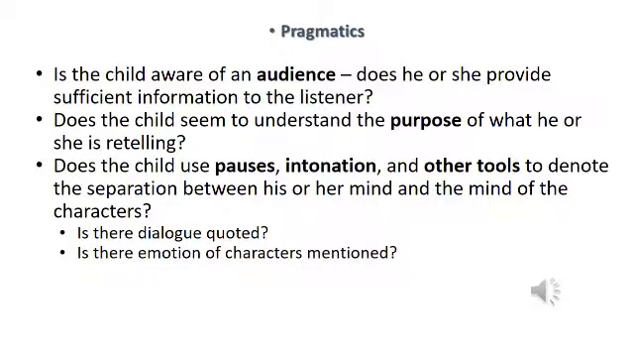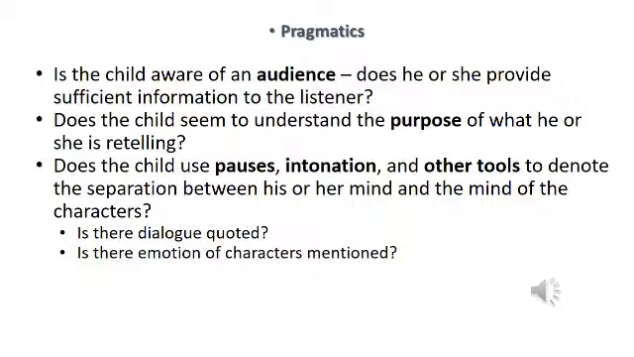So starting with the pragmatics level, which is the biggest level, you can ask yourself questions like, is the child aware of the audience? Does he or she provide sufficient information to the listener to make it understood what he means or what he wants to retell? Does the child seem to understand the purpose of what he or she is retelling? Does the child know that when you tell a story, you are entertaining, for example? Does the child use pauses, intonation, and other tools to denote a separation between his or her mind and the minds of the characters?